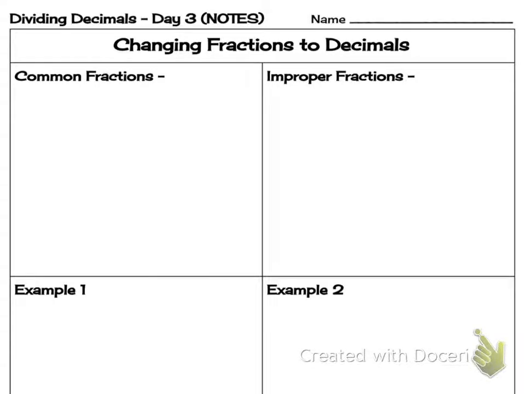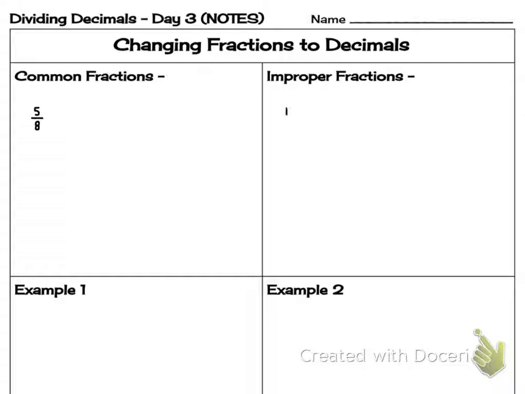Today we are going to be changing fractions to decimals. We have two types of fractions we're going to be working with. Common fractions, which are when the numerator is smaller than the denominator, for example, like 5/8. But we're also going to be looking at improper fractions, which are when the numerator is larger than the denominator.